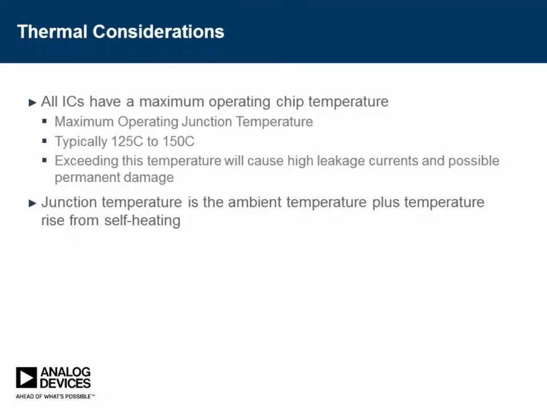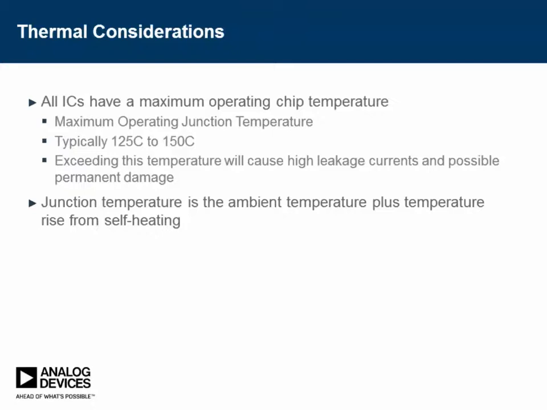And our chips have a maximum operating chip temperature, which means the junction of the product. It's typically somewhere in the range of 125 to 150 C. If you exceed this temperature, you can cause high leakage currents and possible permanent damage, which may not show up right away. You also get electromigration activity that goes on, which will set up incipient damage and will shorten the lifetime of the product.